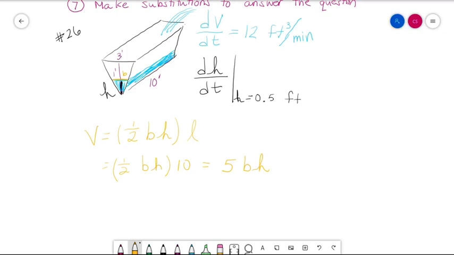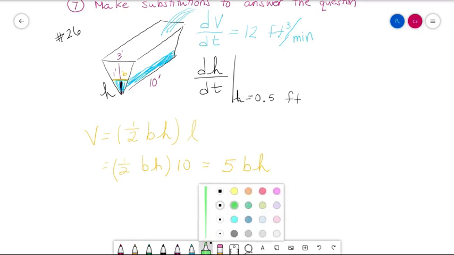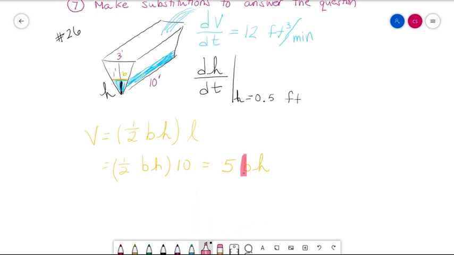Okay, so the problem with this right now is we've just introduced a new variable, the base. Do we have any information about the base? Not really. Okay, so what we're going to do right now is try to get B in terms of H. So how are we going to do that? Well, notice we haven't used this information, that it's 3 feet across and 1 foot high, our triangle right here. So to get B in terms of H we're going to use similar triangles.